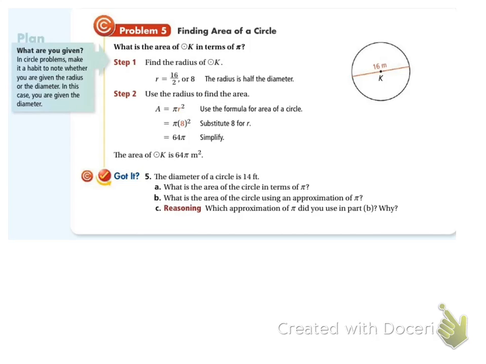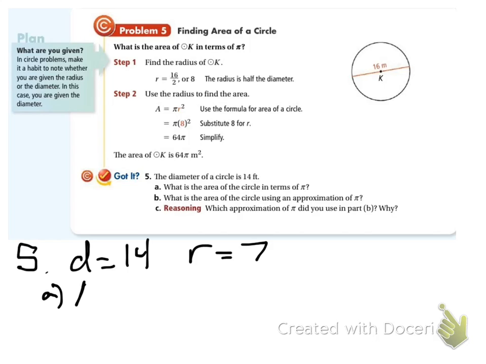Okay, finding the area of a circle, we have A equals pi r squared. We don't have an equation that uses the diameter, so we need to convert the diameter into the radius if we are just given the diameter. So in 5, we're given the diameter of the circle is 14 feet. So then the radius is half of that, which is 7. So then I can plug in A equals pi r squared, so 7 squared, which is equal to 49 pi. There's my answer in terms of pi.